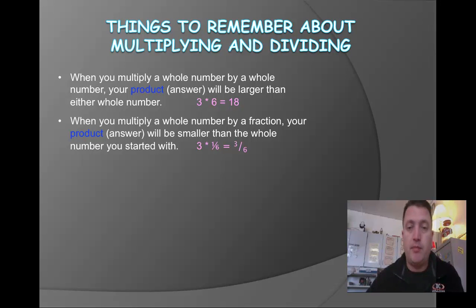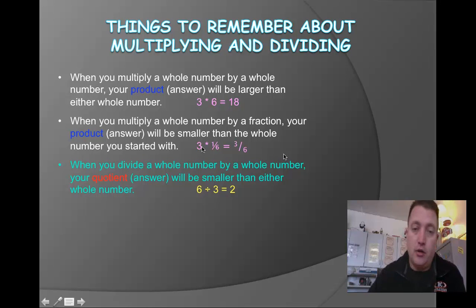When you multiply a whole number by a fraction, your product or answer will be smaller than the whole number you started with. So if I do 3 times 1/6, it's going to be 3/6. And by the way, if this is a fraction here, it would still be smaller, okay? But I'm just trying to keep things pretty simple and clean today. So 3 times 1/6 is 3/6. 3/6 is smaller than the 3 that we started with. I think we can all agree with that.